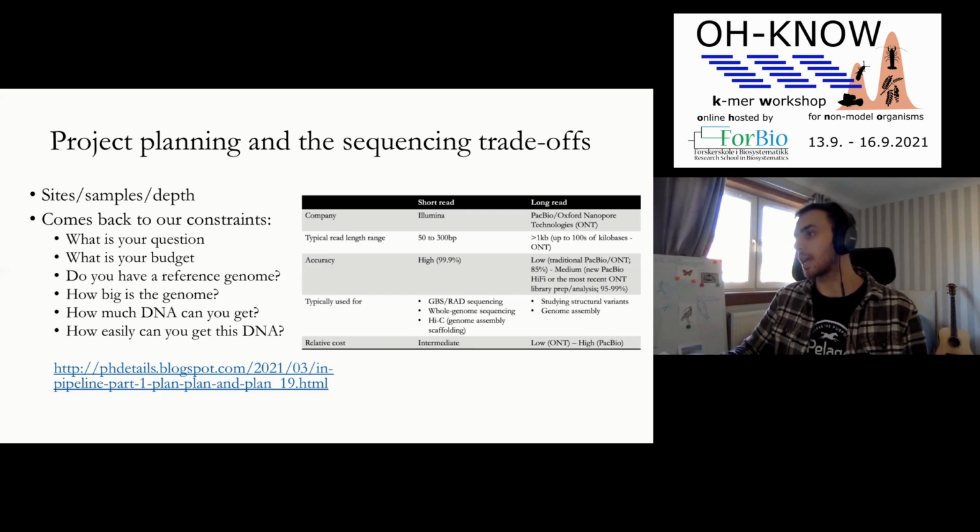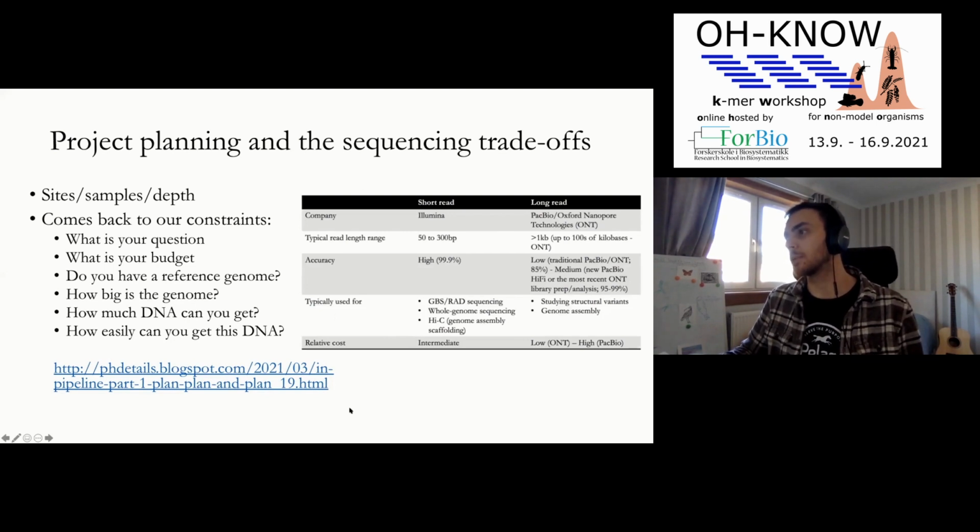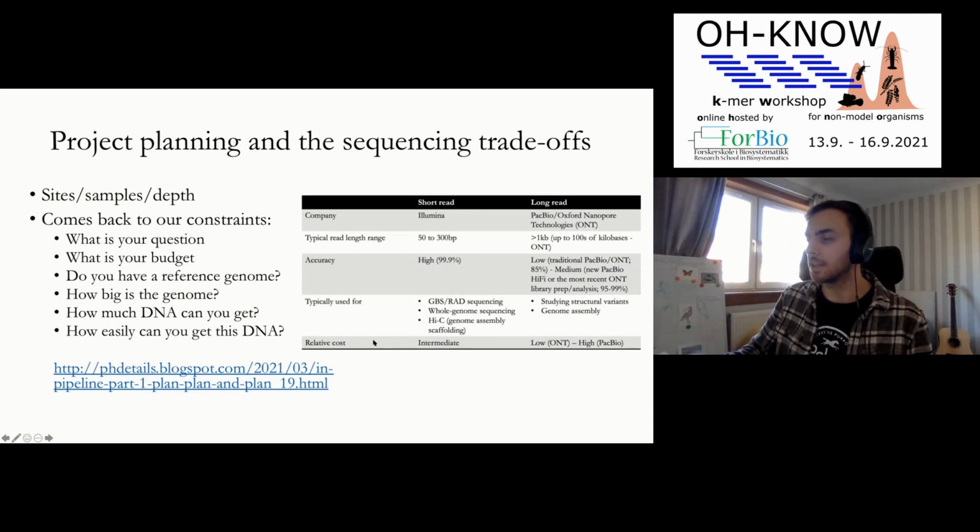And here's a table just summarizing what we've said. So, you have this short read data, which has very high accuracy, can be used for many different things. So things like RAD sequencing, whole genome, Hi-C for genome assembly and scaffolding. Sorry, not Hi-Fi, Hi-C. So those of you who are not familiar with Hi-C, it allows you to understand the physical linkage of different markers, because you basically bind together bits of DNA before you cut it up, so you have some information about their position.